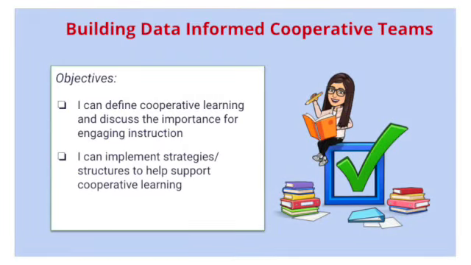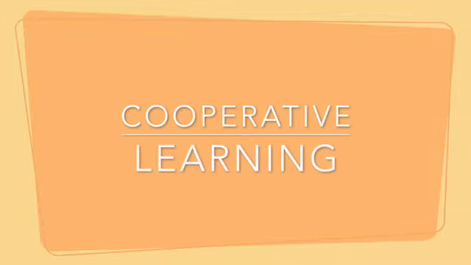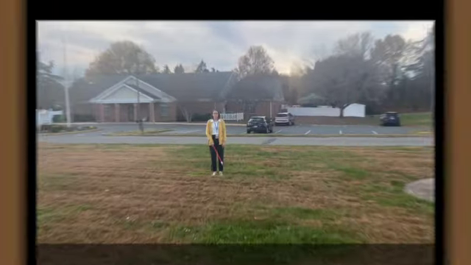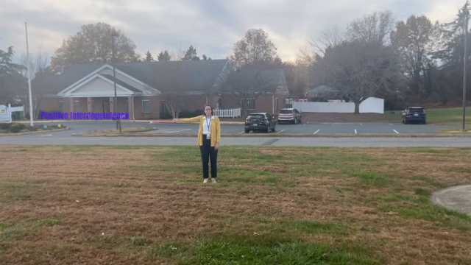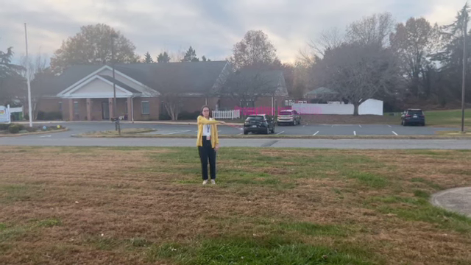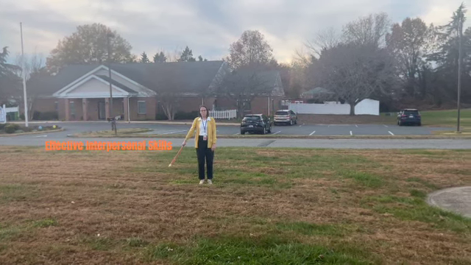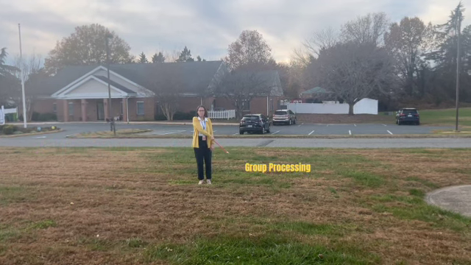I hope you're able to define what cooperative learning looks like and some strategies to help support cooperative learning in your classroom. So what is cooperative learning? Let's go through the basics of what cooperative learning looks like in a classroom. First, individual accountability. Then positive interdependence, promoting interactions, effective interpersonal skills, and group processing.